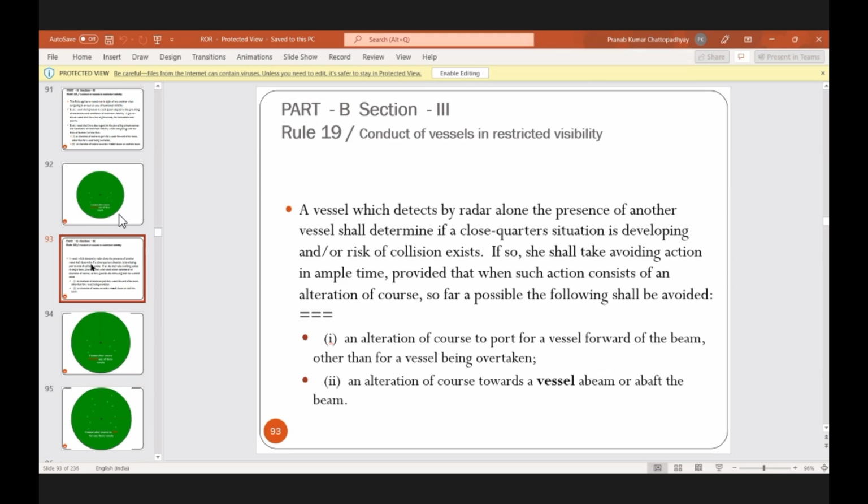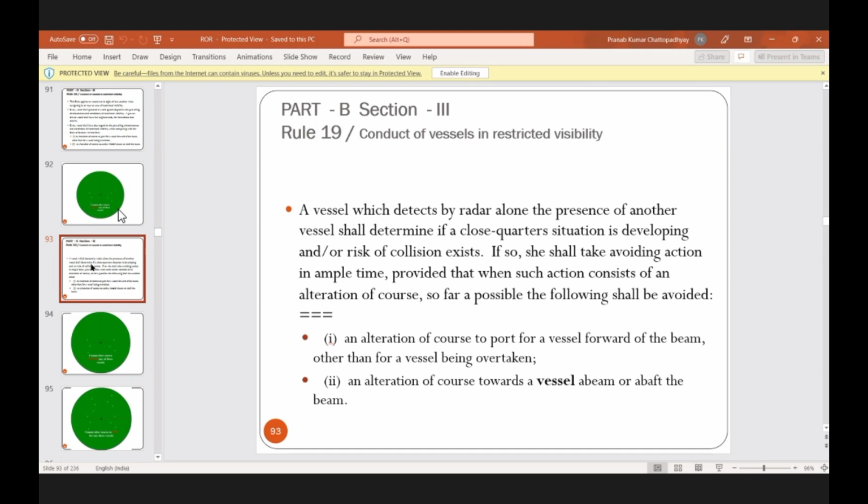Once again, pay close attention to this paragraph of the rule. This is talking about when you are using radar, when by radar you have detected the vessel and you have determined the risk of a close quarter situation, risk of collision is there. So in that case, you should take avoiding action in ample time, provided when such action consists of an alteration of course. So that avoiding action, if it consists of alteration of course, so far as possible, the following shall be avoided.